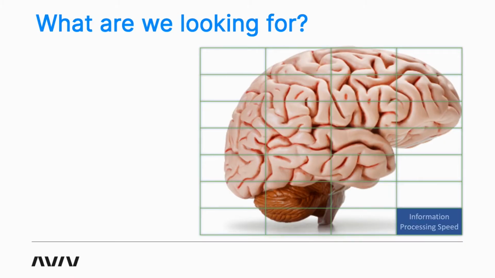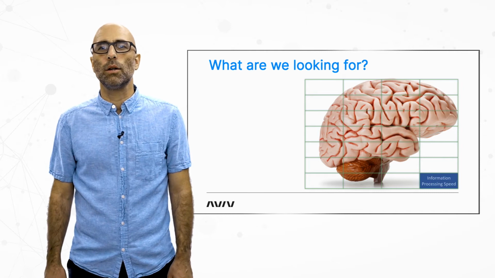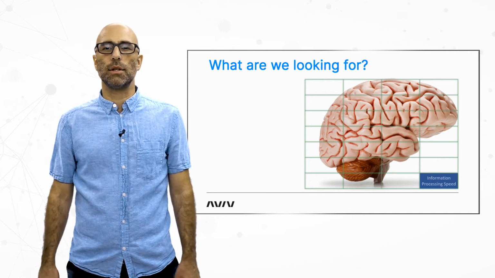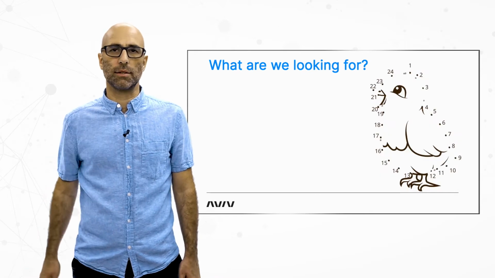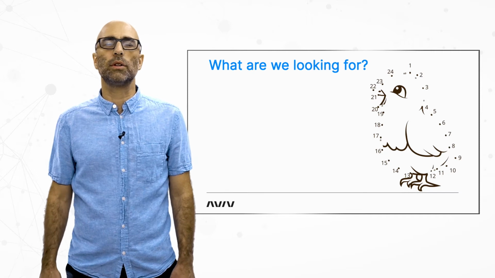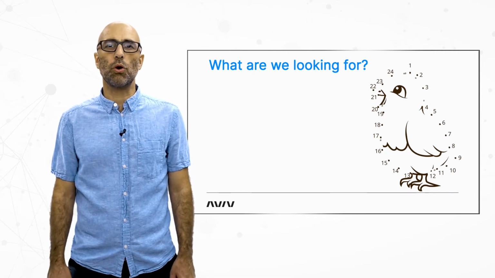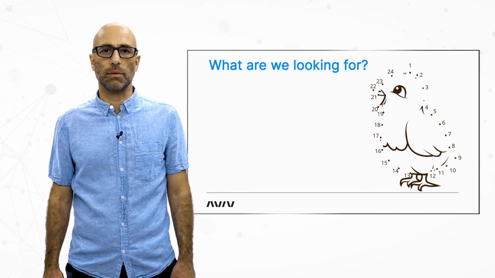Information processing speed is another element of cognition that is relevant for the older population. Information processing speed refers to the way we optimize accuracy and reaction time. When we have to solve a simple task, for example, a task like this one, usually it will take most of us a short period of time, and we will do it with high accuracy.